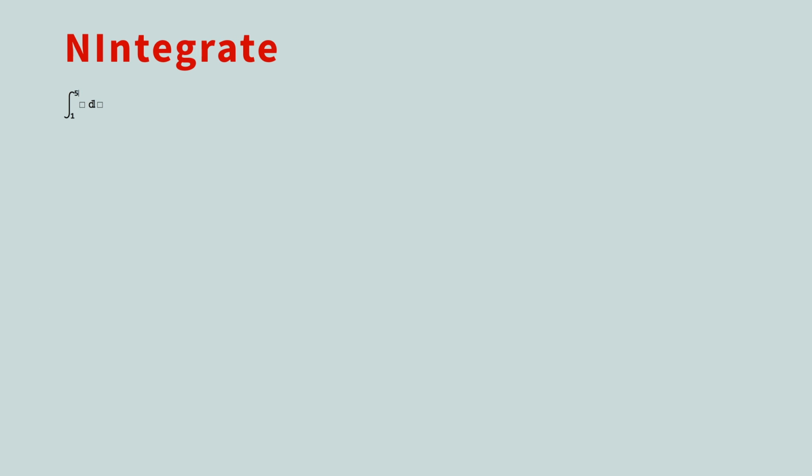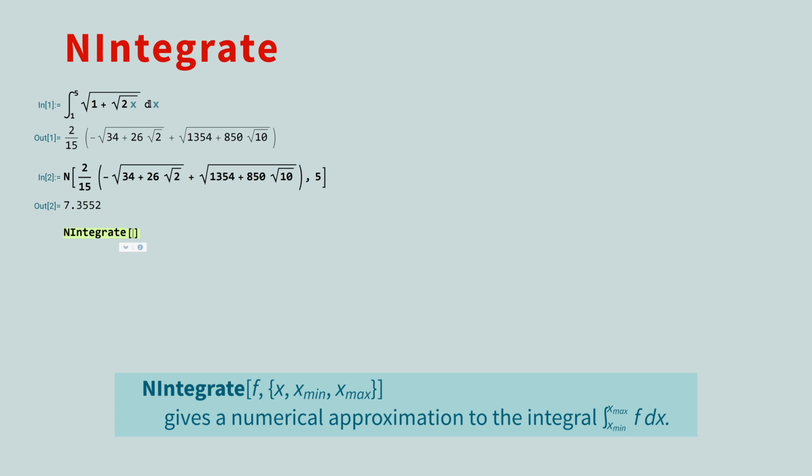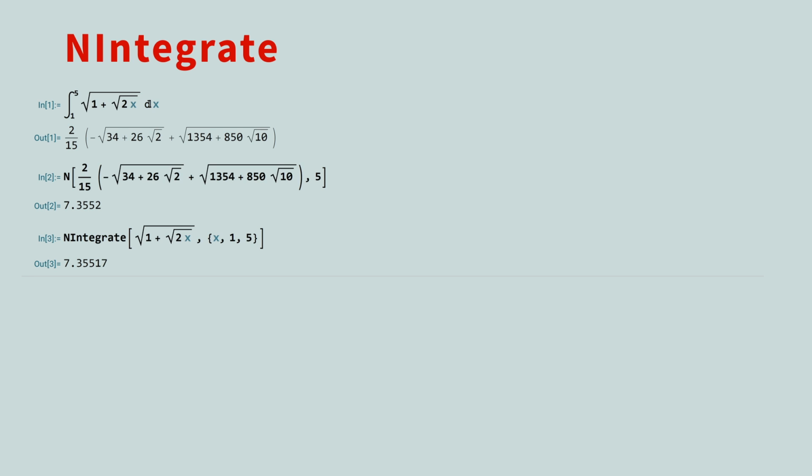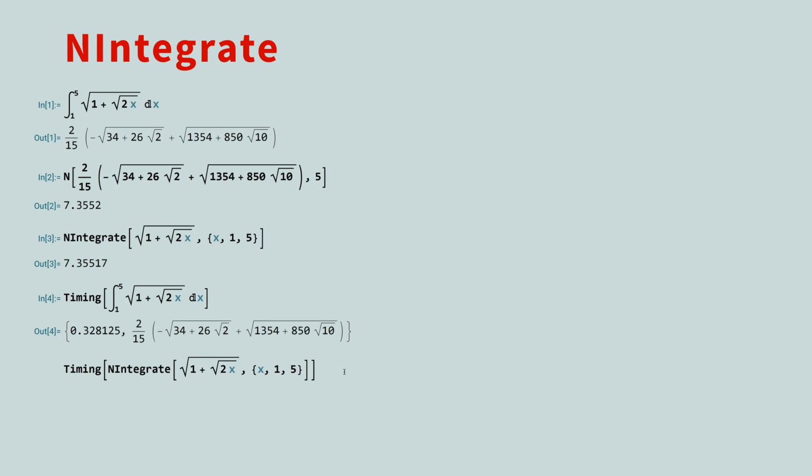Oftentimes, you want an approximate value to a definite integral, rather than the exact mathematical expression. You could always use the N function to approximate the value of an integral, or you could use the NIntegrate function. The NIntegrate function is designed to quickly return a numerical approximation to the integral. To see how much faster it is, let's use the Timing function. To find the exact answer, Mathematica does require a measurable amount of time. For the numerical approximation, however, the time required is negligible.